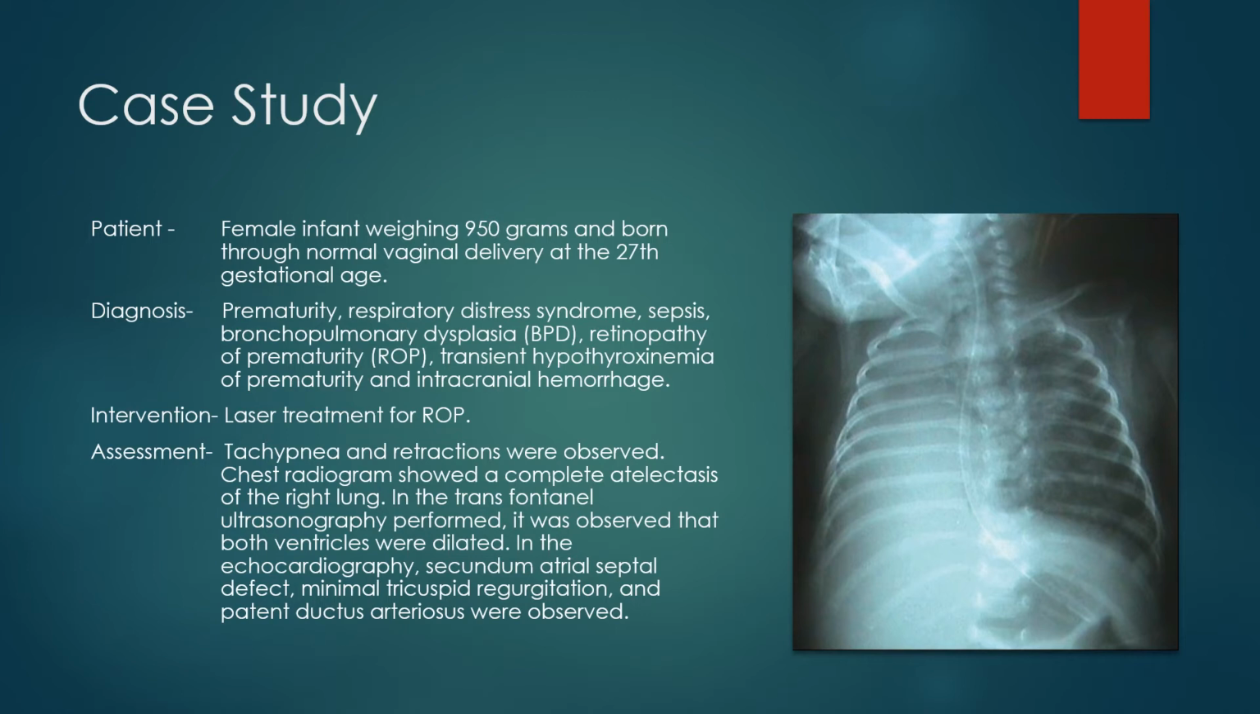On the assessment, she was found to be tachypneic with retractions. Her chest x-ray showed complete atelectasis of the right lung, and ultrasonography revealed both ventricles were dilated. She had an echocardiogram and was found to have an atrial septal defect as well as some tricuspid regurgitation and a patent ductus arteriosus.